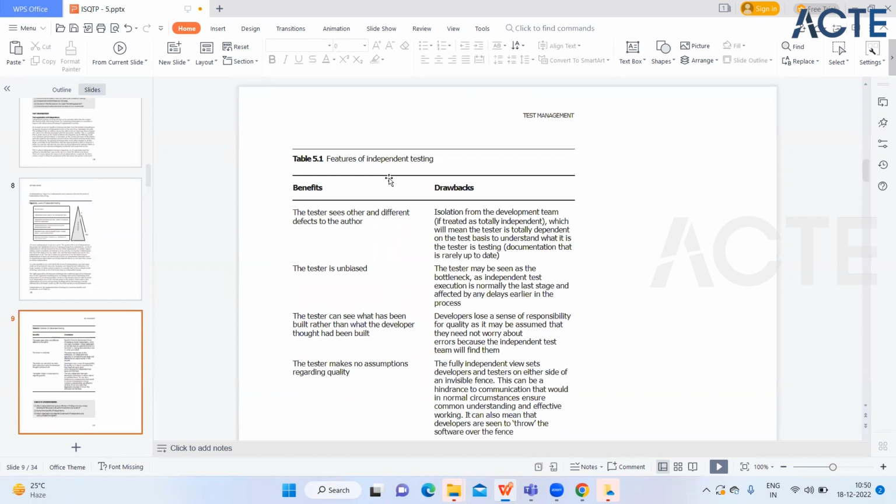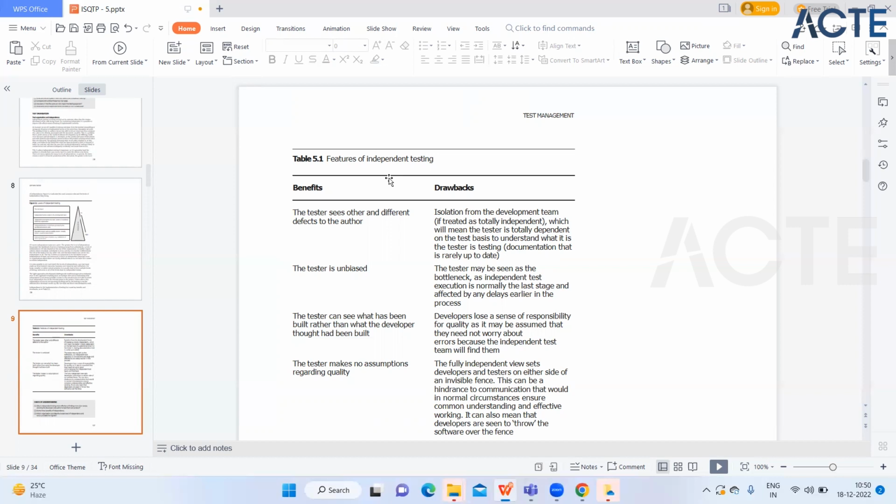Now the tester is unbiased. They are not biased like whatever developers are saying, we just assume it and complete our testing. They are unbiased also, because they will do their testing in an independent way, whatever the scenarios and whatever they plan. And apart from that, if they have any other scenarios at runtime, then definitely they will test it. So they are a kind of unbiased.